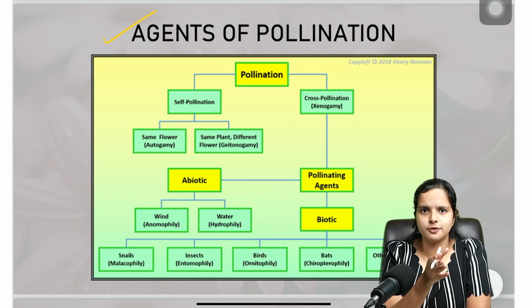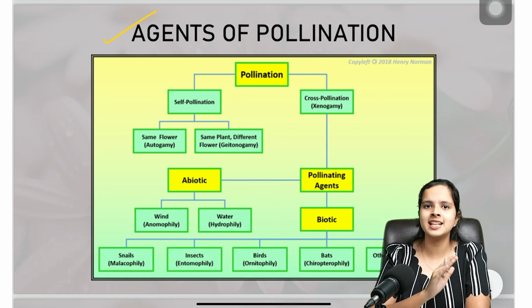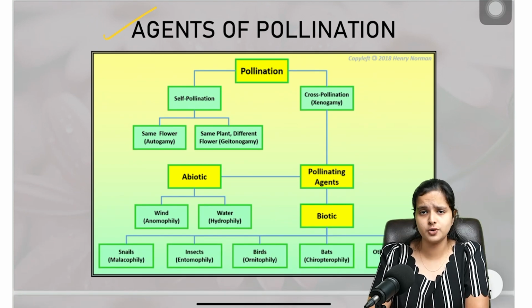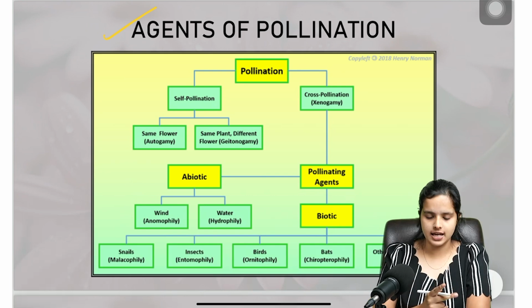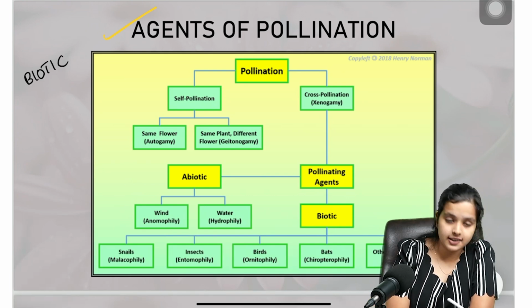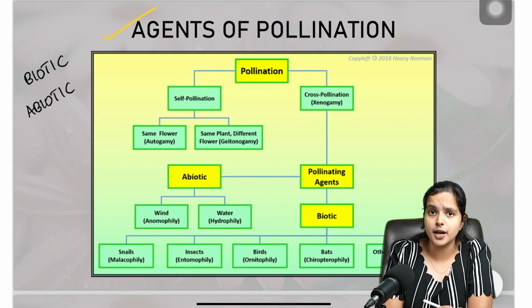So there are different types of agents. So this whole table describes the important agents of pollination. Okay, it's not a table from your NCERT textbook. I have taken it from outside. But anyways, pollination mainly has two agents. Okay, two agents. The first one is biotic, and the second one is abiotic. What do you mean by the term biotic?